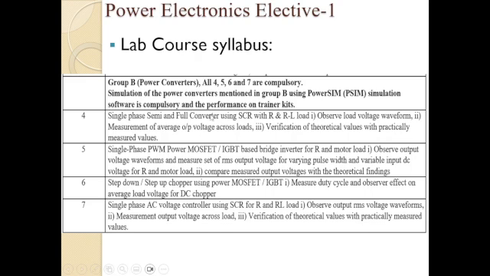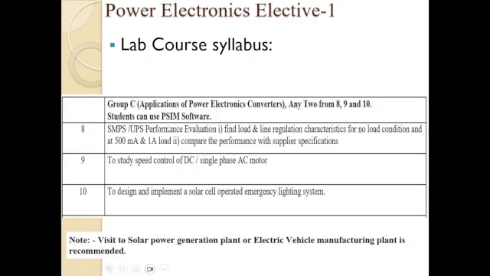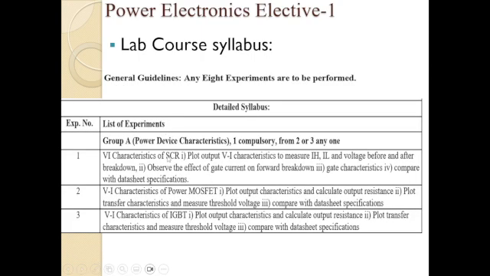These can be performed on trainer kits which are available in the laboratory, and students can also perform them using the simulation software PSIM, Power Electronics Simulator, which is purchased by us. Then from the third category, group C, students can perform any two. These are application based. Students can perform either SMPS or UPS, either speed control of DC motor or AC motor, or design and implementation of a solar cell operated emergency lighting system. So from this 2, from this 4, 6, and from this 2, 8. So a total of 8 experiments students have to perform.